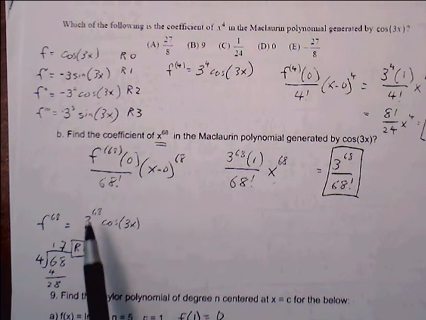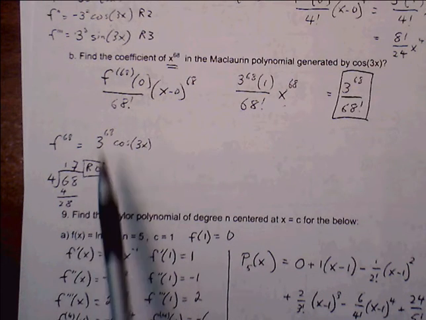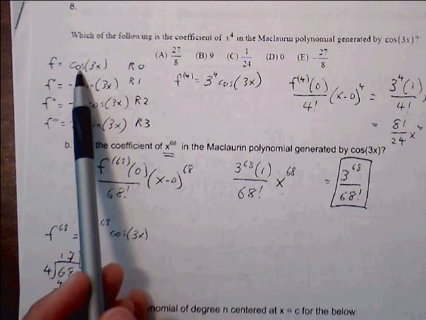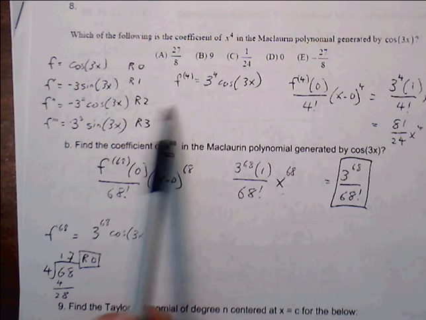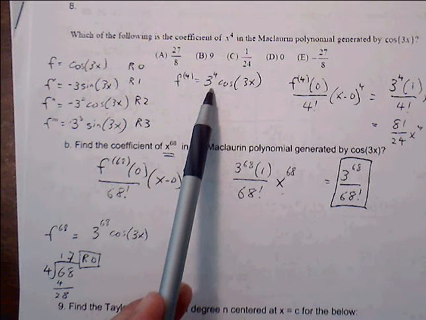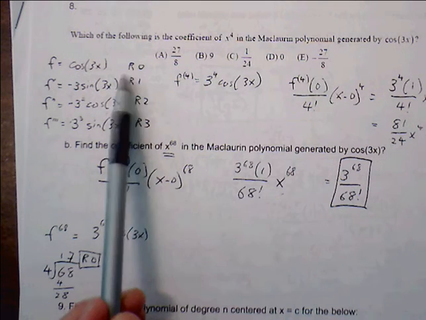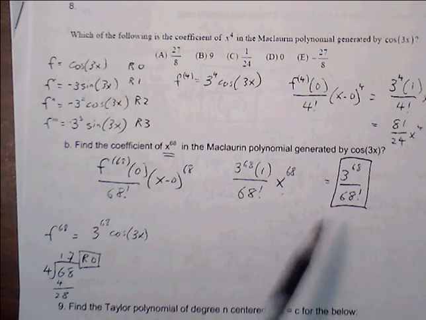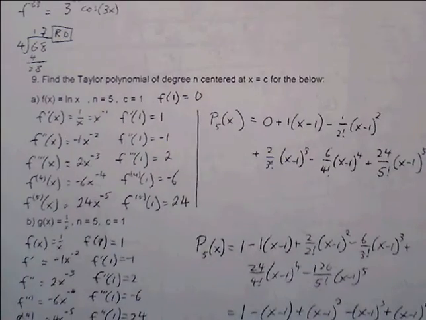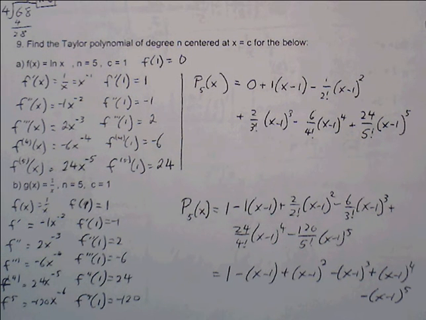So if we do 68 divided by 4, we get 17, remainder 0, and so it will land as a variation of cosine of 3x. But notice that the coefficient is always being increased by factors of 3, so therefore 68 would be 3 to the 68th over 68 factorial, and that's my coefficient.